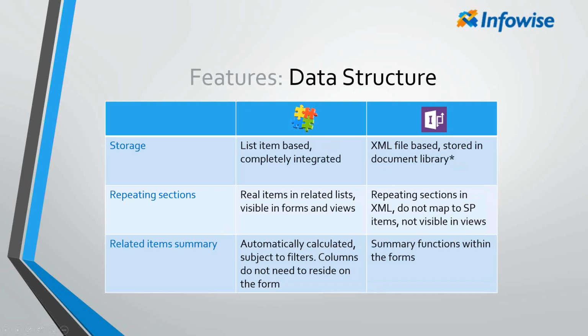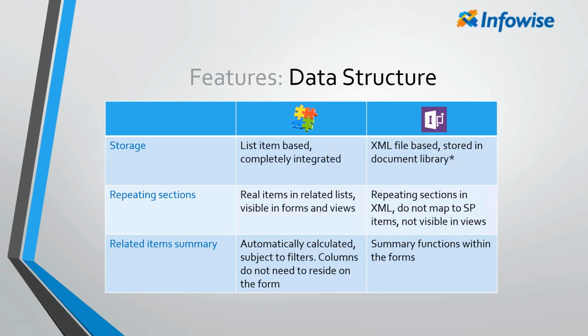Okay, let's talk about the data structure, so basically where and how the information is stored. As I was saying, in InfoPath, in most cases you would want to use the XML-based forms library because it gives you a lot more features. So there's an XML file, and SharePoint, because of the integration with InfoPath, knows to open it in the correct template. The InfoPath template converts it into HTML. In Ultimate Forms, it's completely list-based, so it's completely integrated into your SharePoint environment.